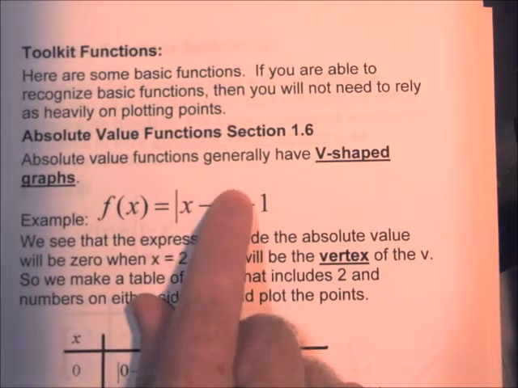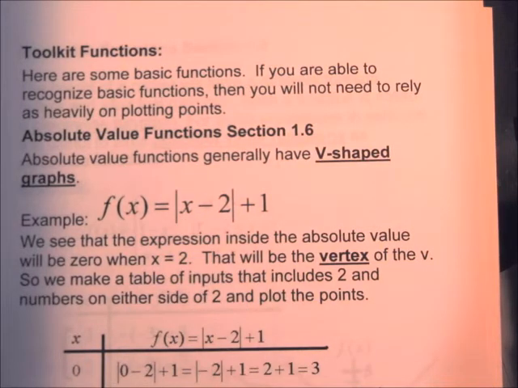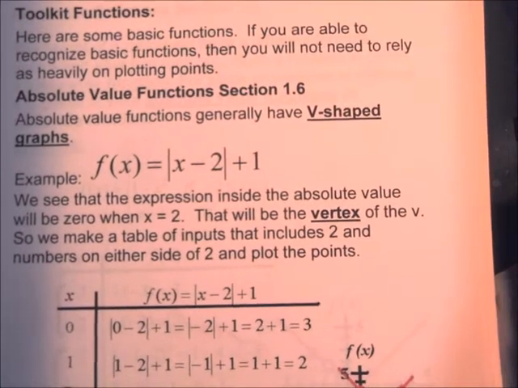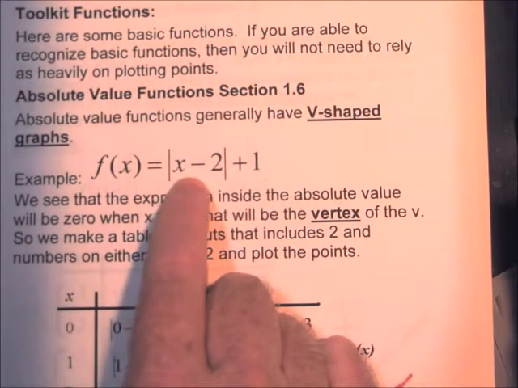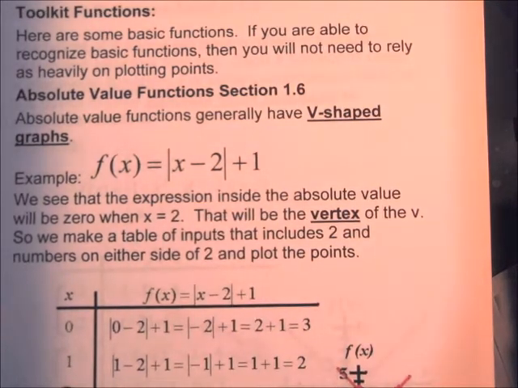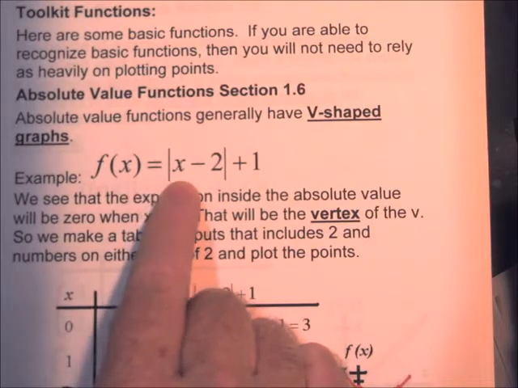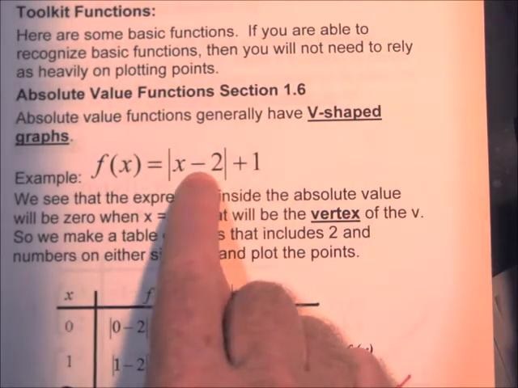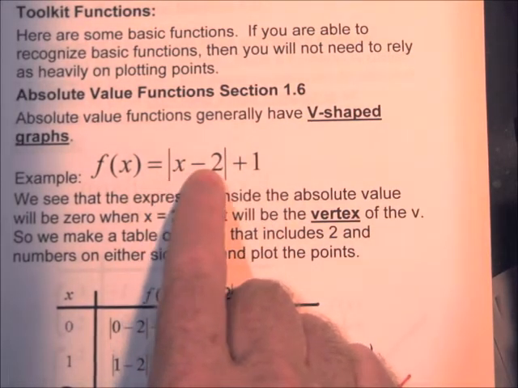If you see an absolute value, generally it's going to have a V shape, and the vertex of the V is going to be whatever value of x will make what's inside the absolute value equal to 0. So in this example here, f of x equals the absolute value of x minus 2, plus 1. The vertex is going to be when x is equal to 2.